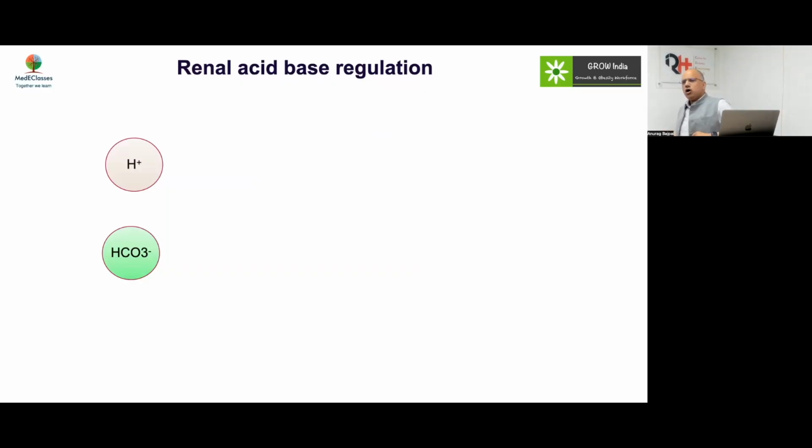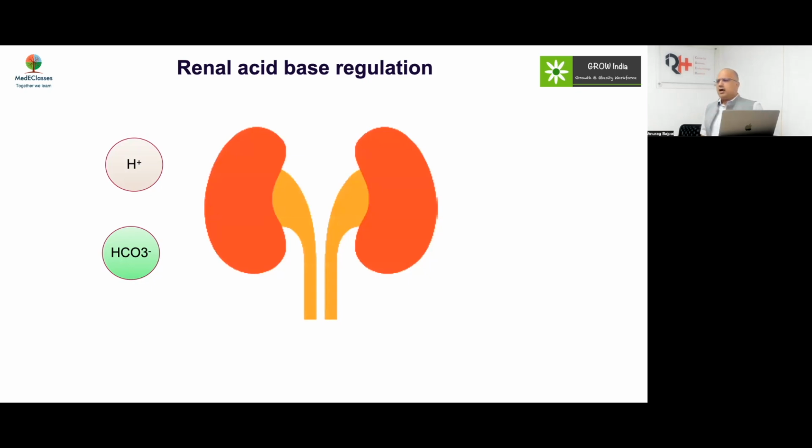RTA is part of the differential diagnosis of a number of pediatric endocrine conditions. Unfortunately, it's a non-specific presentation, so often there may be confusion in terms of diagnosis. When we talk about acid-base regulation, we are basically talking about the excretion of proton and bicarbonate. So the kidneys play an important role in regulation of both excretion.